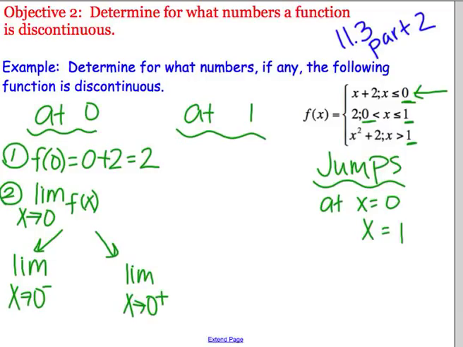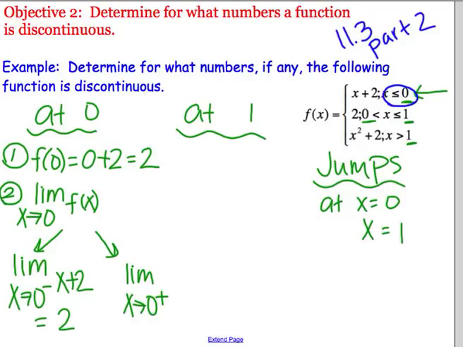If I'm going from the left side, remember I'm going to be going from numbers that are less than 0. If I'm coming from the left, I'm coming from numbers that are less than 0. So that means I'm going to use the x plus 2 piece of this function. Now, if I plug the 0 in there, I can see that limit equals 2.